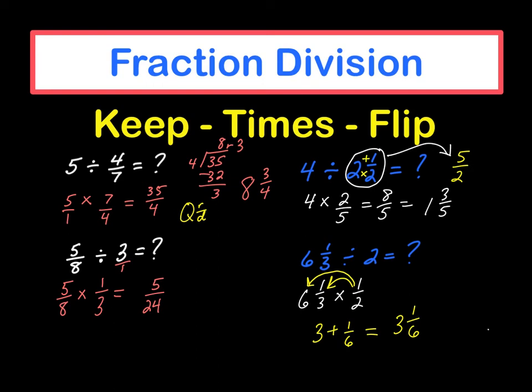So again, just to recap, remember you always keep the first number, whether it's a whole number, or a fraction, or even a mixed number. That first number never changes. Our division sign turns to multiplication, and then we flip that second number. Flipping it simply means we flip-flop or switch the numerator and the denominator.